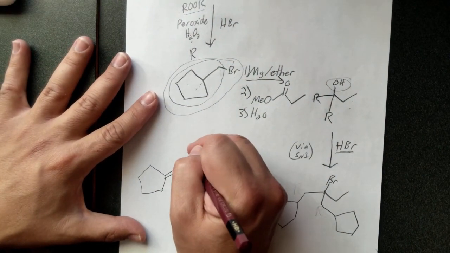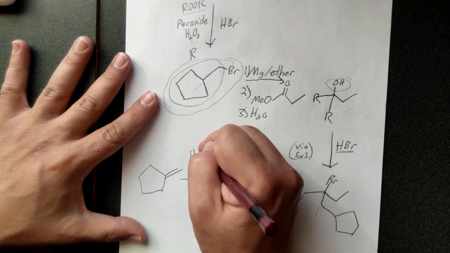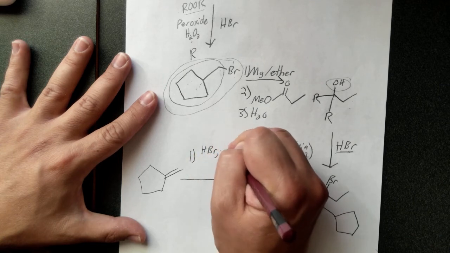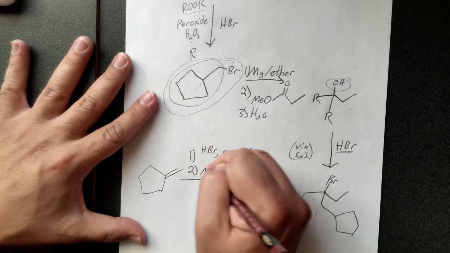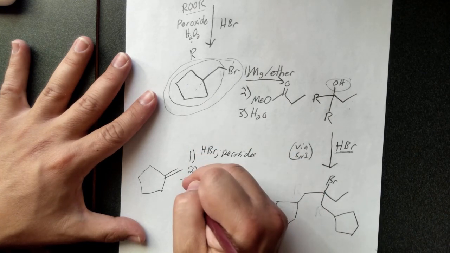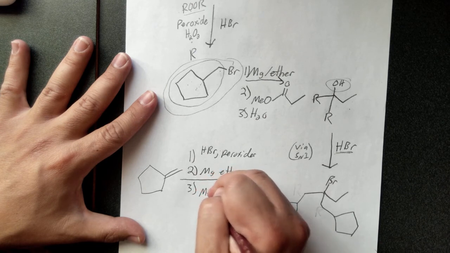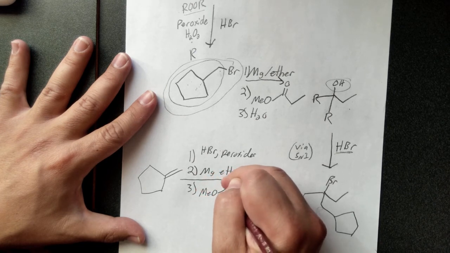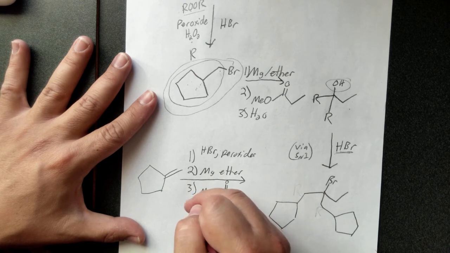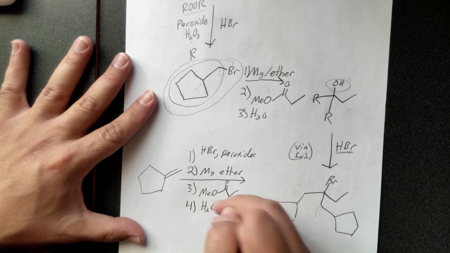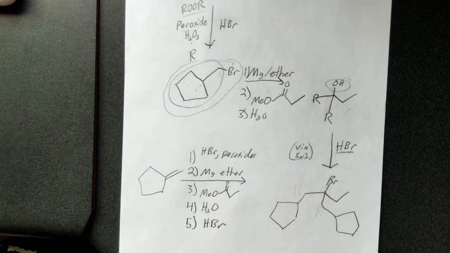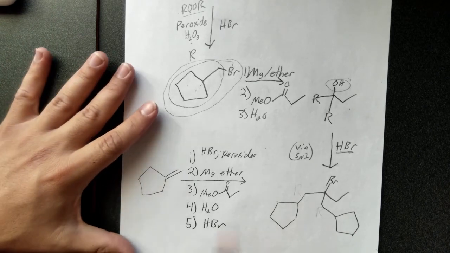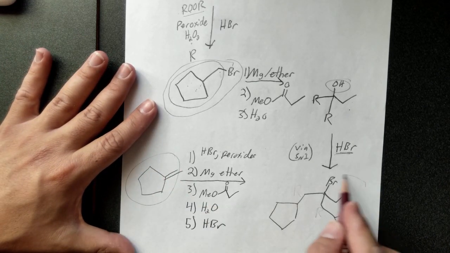So the summed up answer would be HBr with peroxides, followed by magnesium in ether, followed by the ester, followed by water, followed by HBr. And that would be how you take this and synthesize this.